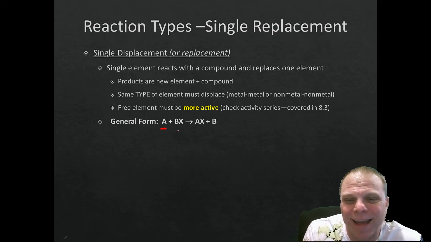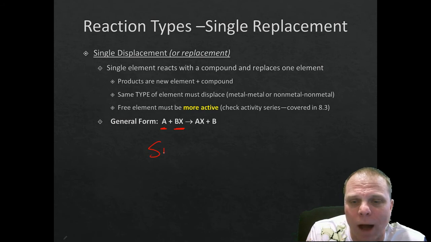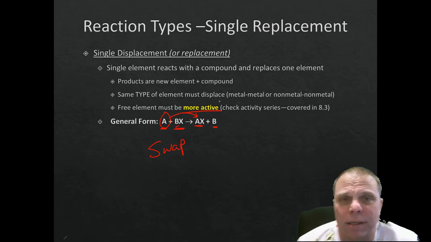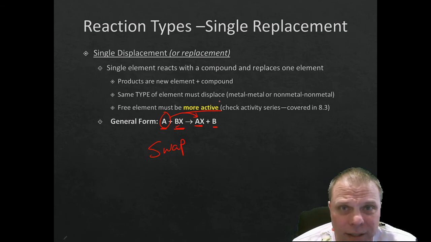All right, so we've got the A, and that's the single element reacting with the BX. That's the compound. Now, notice that what's going to happen is a swap. They're going to switch places. And so the A is going to join up with the X instead of the B. So now we have AX, and then the B gets replaced. What's happening here is that the more active element will replace the less active element. So B is not as active, and so A replaces it. This is going to be covered in section 8.3. It's about the activity series.